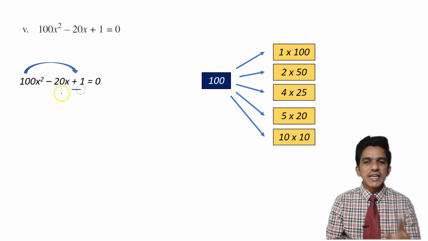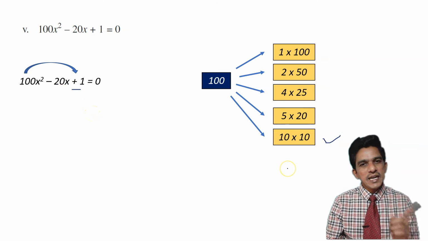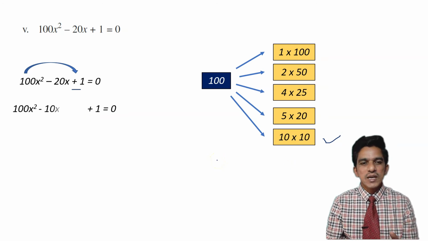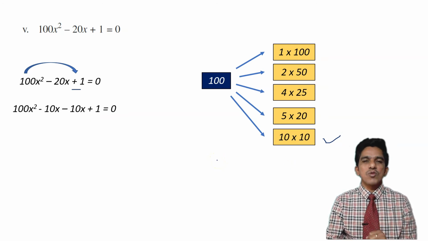ఫ్యాక్టర్స్‌ని ఎడిషన్ చేస్తే 20 రావాలి. ఇక్కడ ఏ పెయిర్‌ని యాడ్ చేస్తే 20 వస్తుంది? It will be actually 10 and 10. So this becomes 100x square minus 10x is equal to 0.